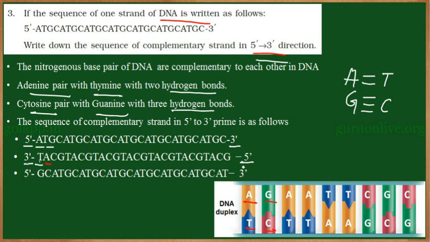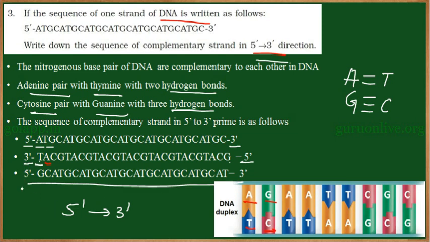But we want the sequence in the direction 5 prime to 3 prime. So we have to write it in a reverse way. So from here to here. So it should be G, C, A, T, G, C and it should go on. So when we write it in a 5 prime to 3 prime, so this would be our sequence.